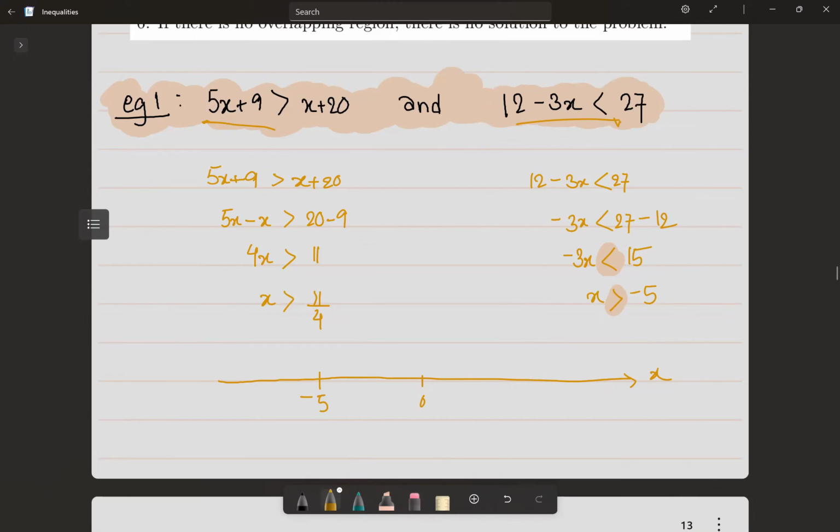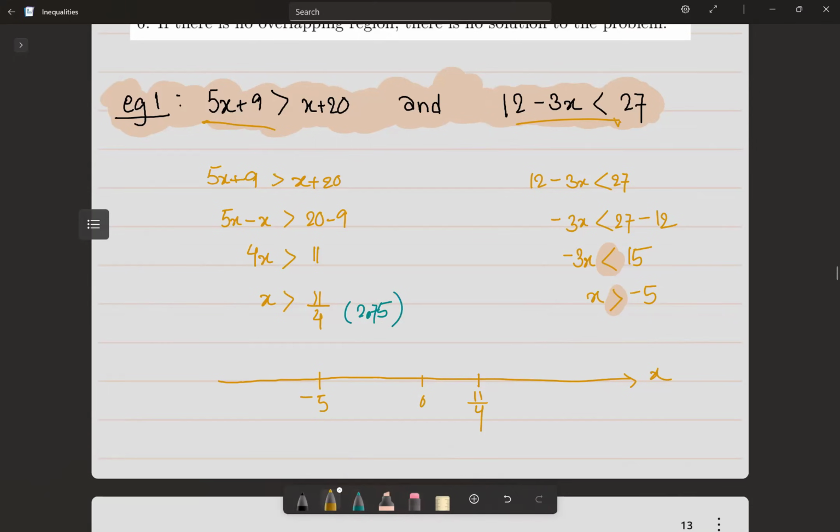Now 11 by 4, if you press your calculator, in decimals it comes as 2.75. So 2.75 indicates that it is a positive number and somewhat closer to 0 compared to minus 5. So 11 by 4 should be here.